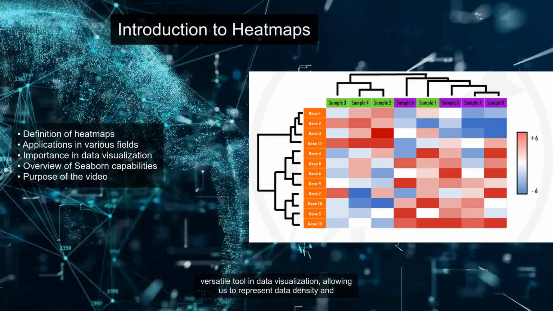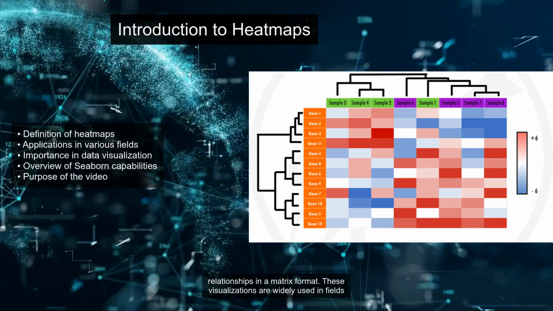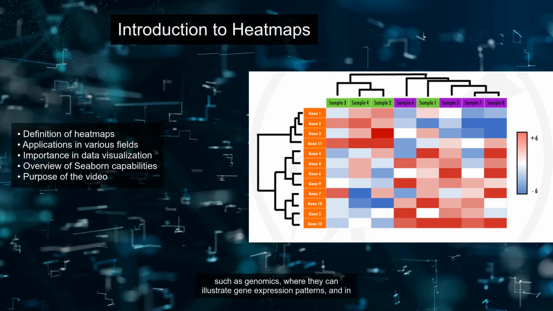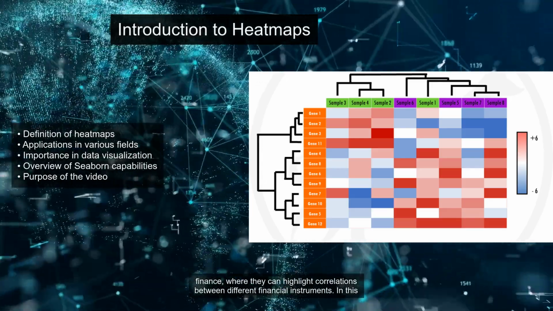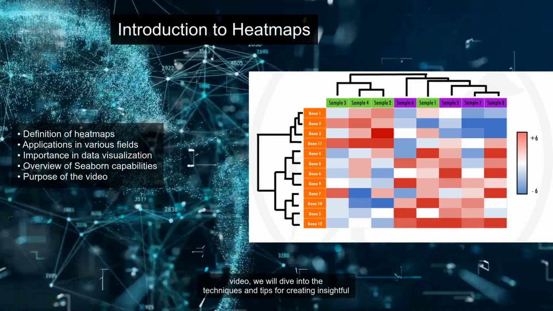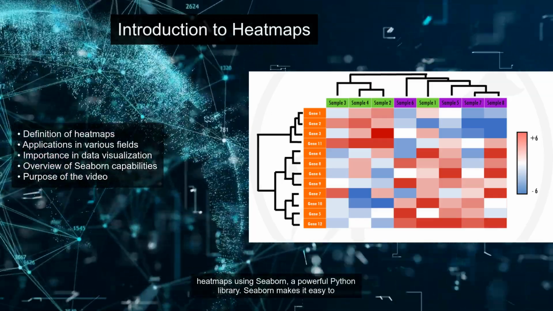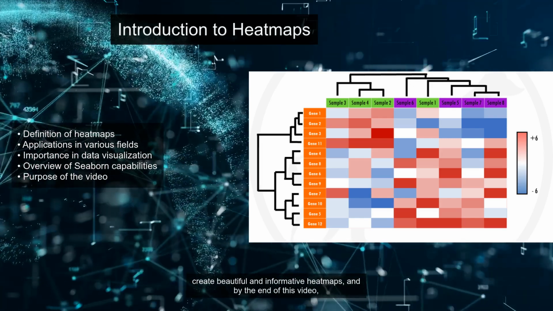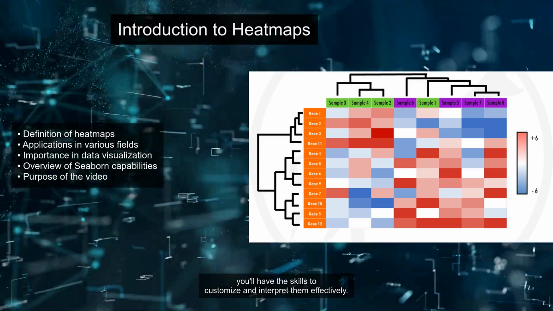Heat maps are a versatile tool in data visualization, allowing us to represent data density and relationships in a matrix format. These visualizations are widely used in fields such as genomics, where they can illustrate gene expression patterns, and in finance, where they can highlight correlations between different financial instruments. In this video, we will dive into the techniques and tips for creating insightful heat maps using Seaborn, a powerful Python library. Seaborn makes it easy to create beautiful and informative heat maps, and by the end of this video, you'll have the skills to customize and interpret them effectively.